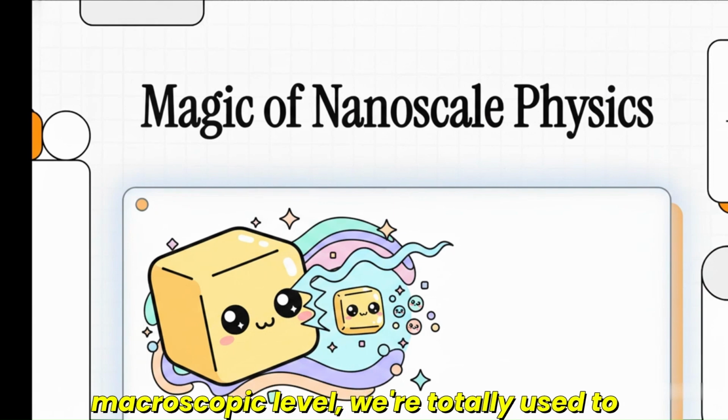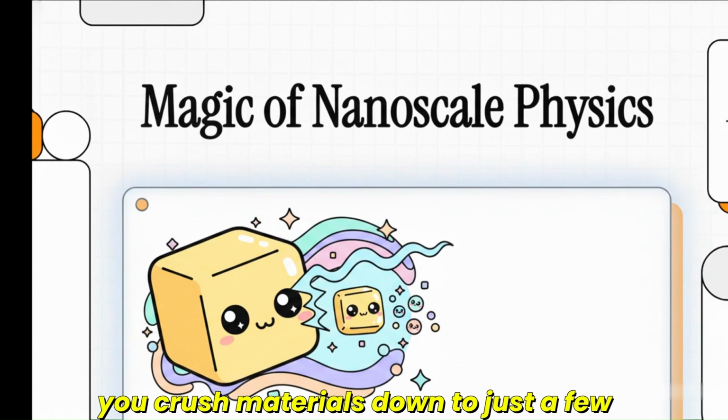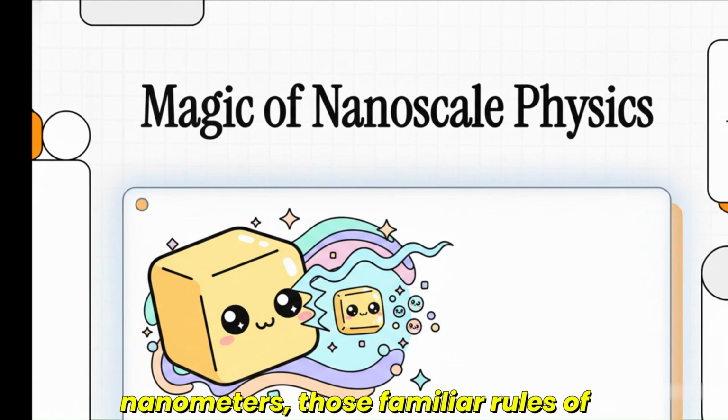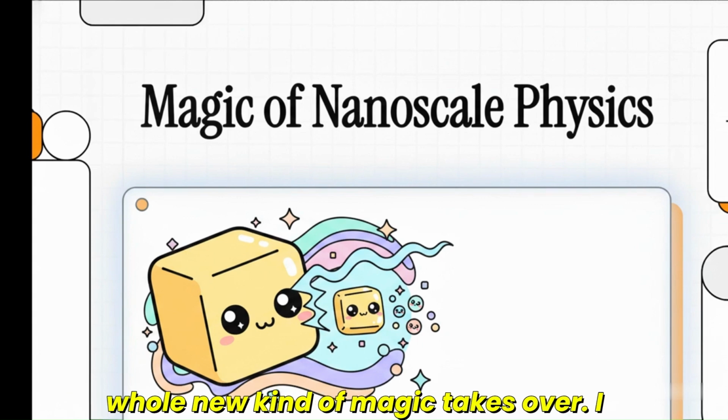You know, at the macroscopic level, we're totally used to materials having fixed properties. A block of gold is golden, right? But when you crush materials down to just a few nanometers, those familiar rules of physics completely break down, and a whole new kind of magic takes over.